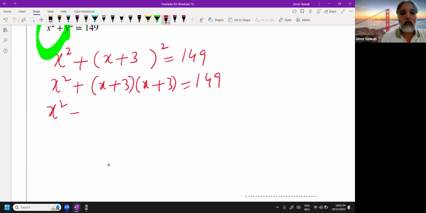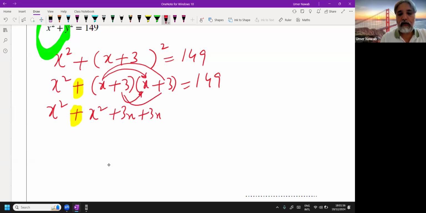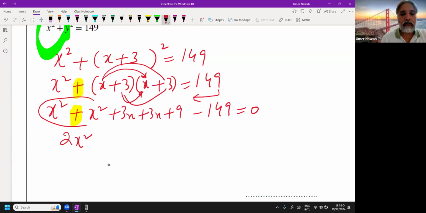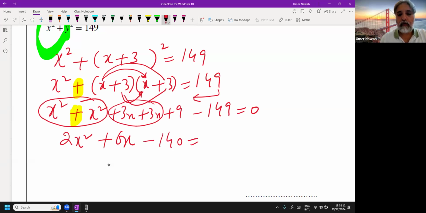Then x squared. Oh, I'm very happy because outside there is a plus sign. So I don't care about this bracket. Because outside there is a plus sign, it won't affect their sign. So I'm not gonna write any bracket. I'll just multiply x times x is x squared, x times 3 is 3x, 3 times x is 3x, 3 times 3 is 9, and send the 149 to the left. Minus 149 equals to 0. So 2x squared, because this one has to be added, 3x plus 3x is gonna give you 6x, and minus 149 plus 9 will give you minus 140.